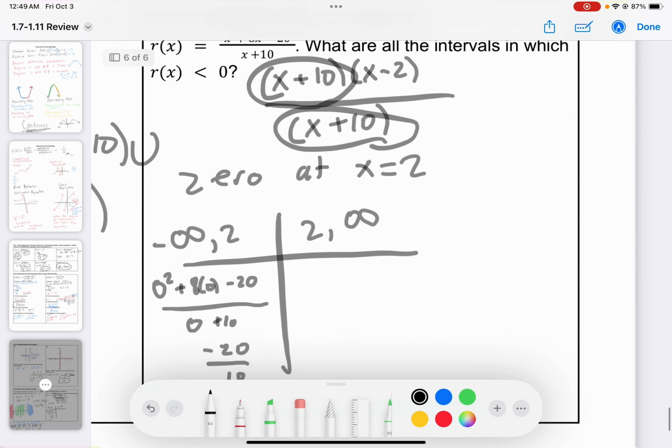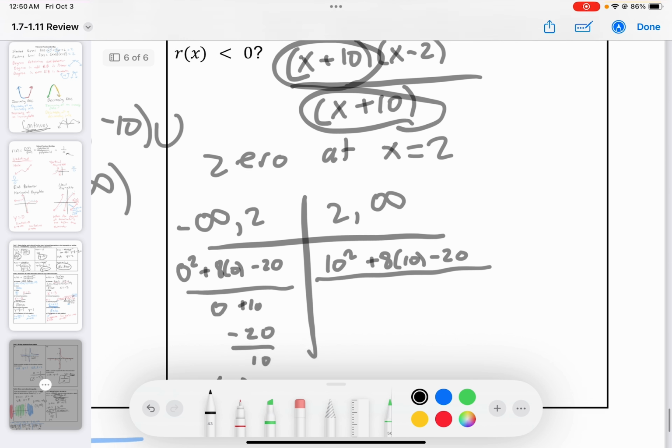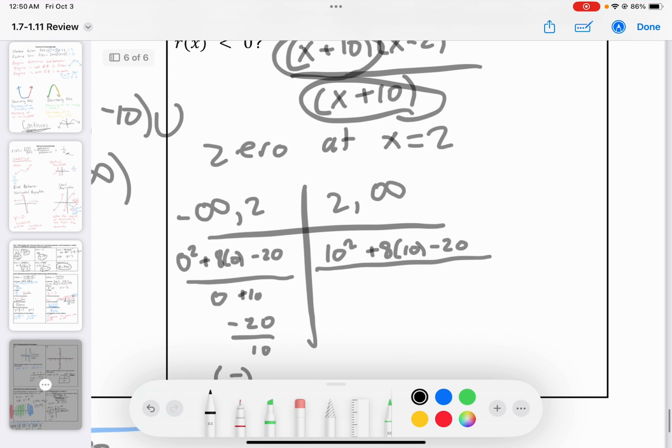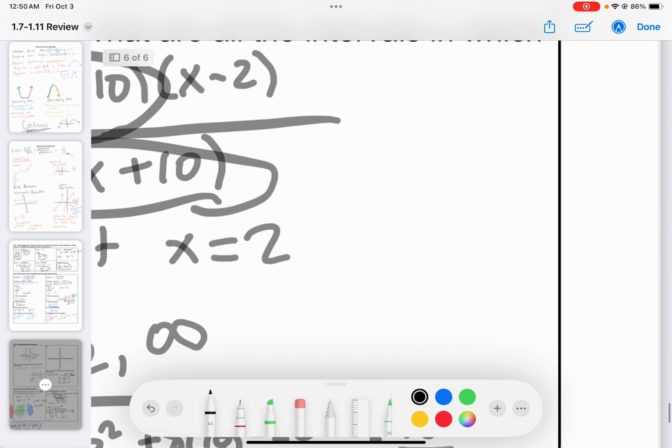And what about from 2 to infinity? How about 10? So we get 10 squared plus 8 times 10 minus 20 all over 10 plus 10. Oh, we just really want to know if this is positive or negative. 100 plus 80 is 180, minus 20 is 160 over 20. That's, of course, 8, which is a positive number. And so we can say we are positive over the interval 2 to infinity.